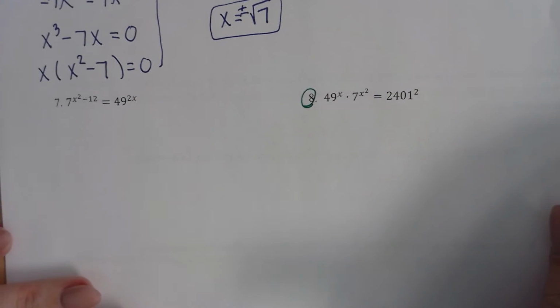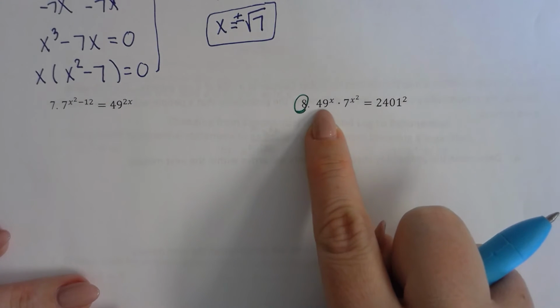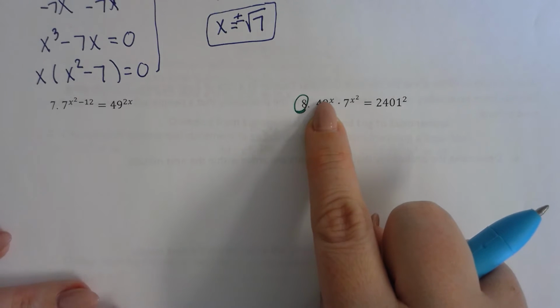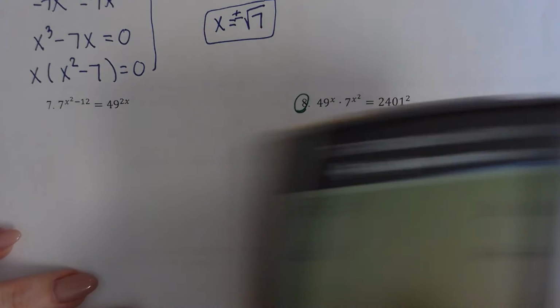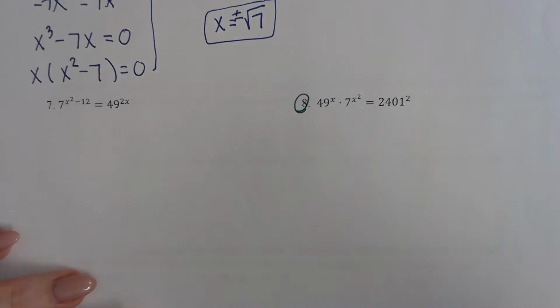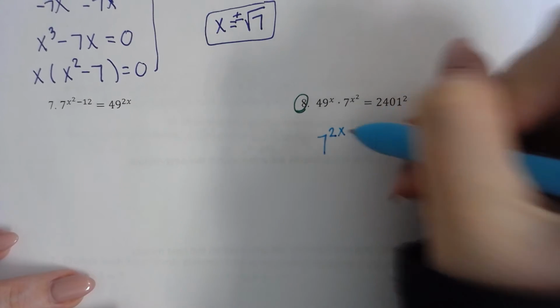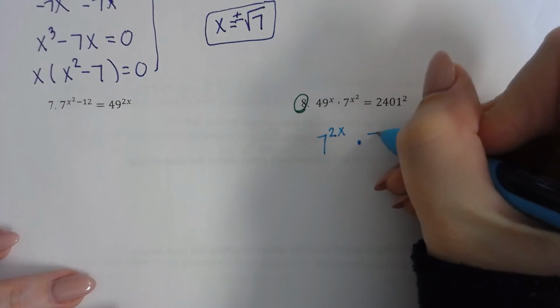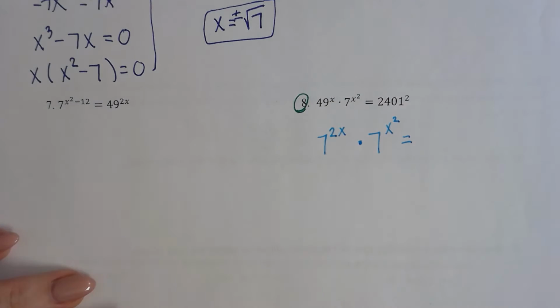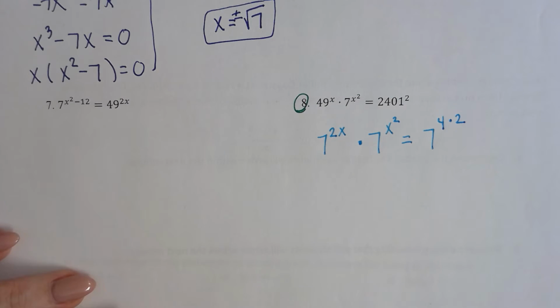Okay, let's look at number 8. So number 8, hopefully we can change all of these numbers into bases of 7. So I know 49 I could change into a base of 7 to the 2nd power, but what would be 2,401? So 7 to the 3rd power, not quite. 7 to the 4th power, that worked. So 7 to the 4th power. So 49 to the x is going to change into 7 squared, but we still have the x, times 7 to the x squared, that one I didn't have to change. And then we have 7 to the 4th power, but I still have that 2.